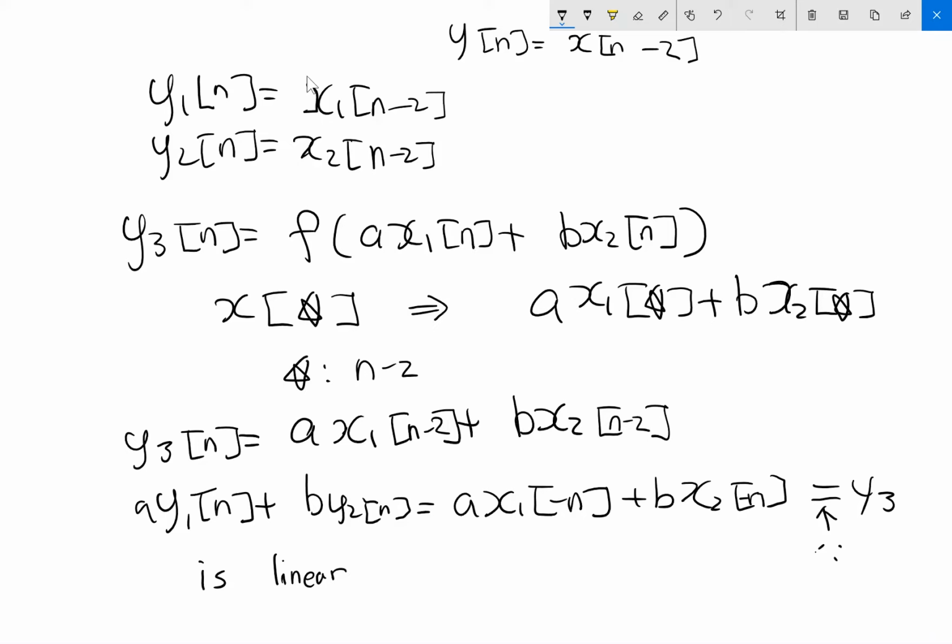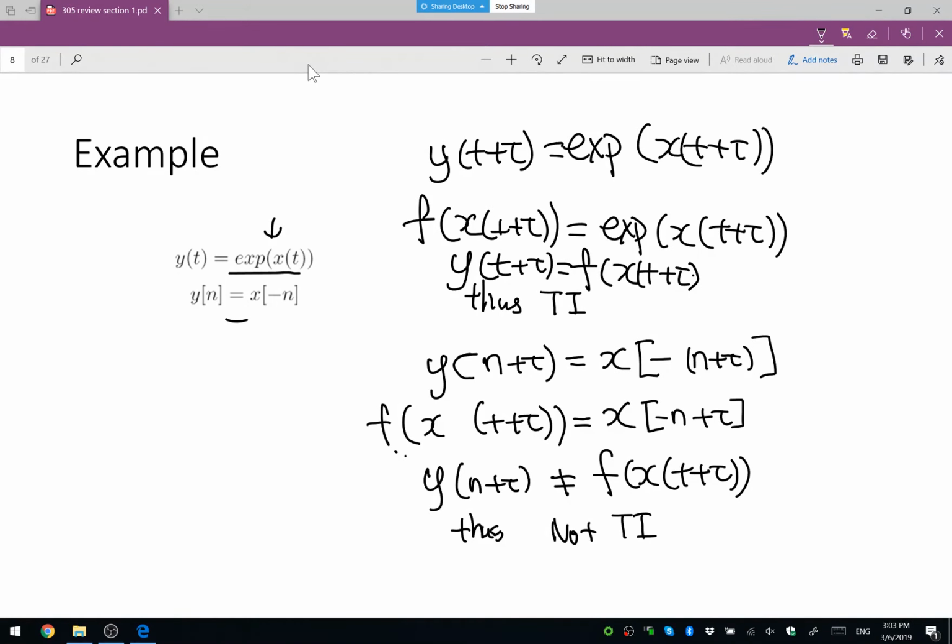And a·y1[n] and b·y2[n], we just copy these first two lines. So this a·x1[n minus 2] is copying the first line, and b·x2[n minus 2] is copying the second line. And let's say y3 equal to this thing. We see they are the same, so still the conclusion is this system is linear. Okay. So let's go to the next property.